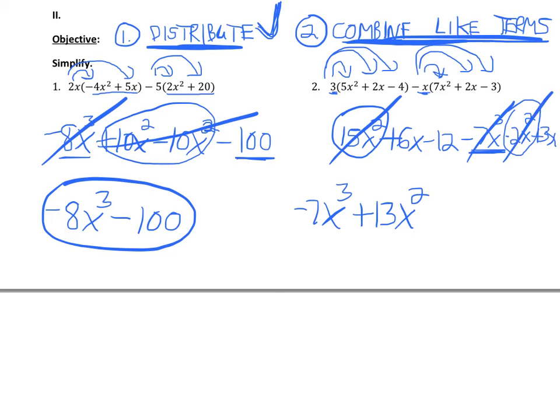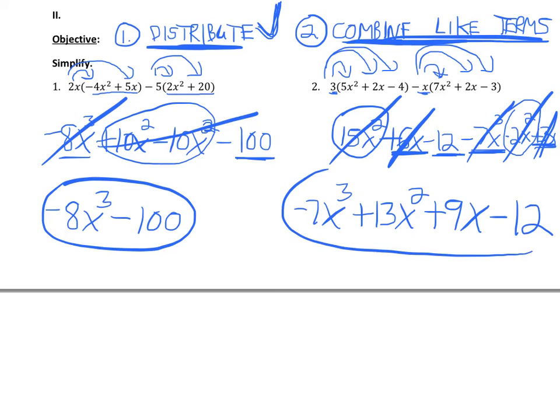So I get rid of that. Then let's look at all our x's. I have positive 6x, and that's a positive 3x. 6x plus 3x gives me 9x. So I'm done with this. And then the only constant I have is this negative 12. There's no other constant, so I just drop that down, and it's just minus 12. And now all these are unlike terms, so I ended up with 4 terms as the answer. Negative 7x cubed plus 13x squared plus 9x minus 12.